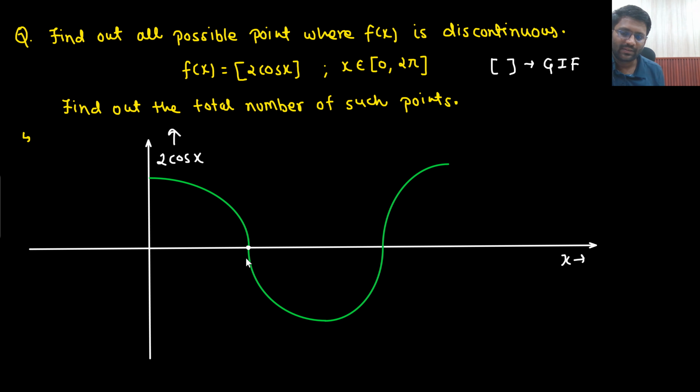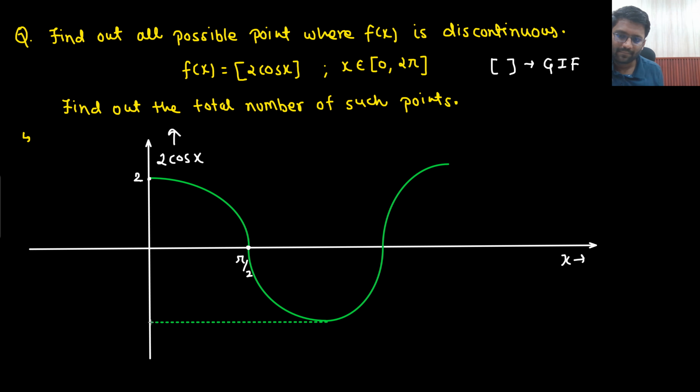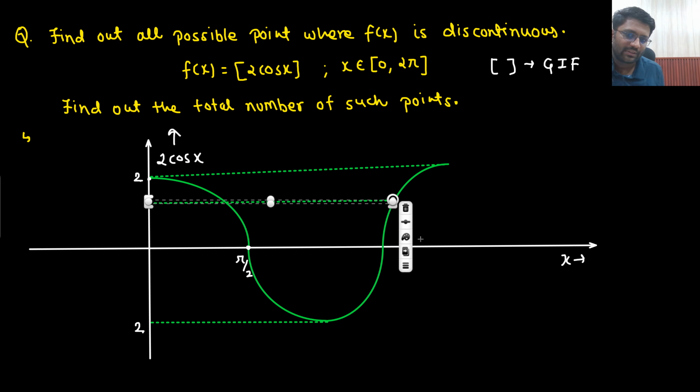This point is pi by 2, this value is 2, this value downward is minus 2, and this value is 2 only. This is the scenario. Somewhere the value will be 1 as well, at both of these points the value is 1. I don't care about the angle, although I can find out the angle will be nothing but pi by 3, because 2 cos pi by 3 is what? Cos pi by 3 is 1 by 2. So yes, the angle will be pi by 3.